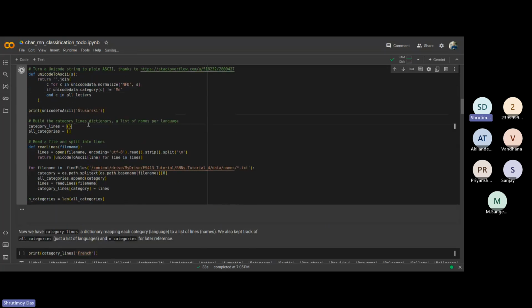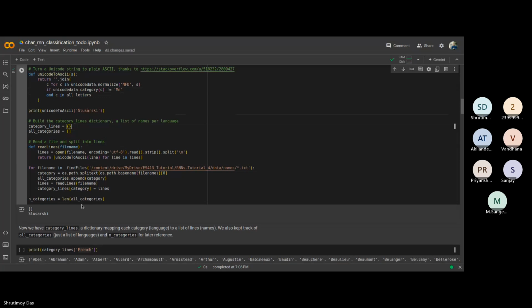Now we'll look at how the data set looks. For example, we had this Slusarski in some other encoding which had this S and A in this way. Now you see that these are all in ASCII encoding and do not have the special characters.